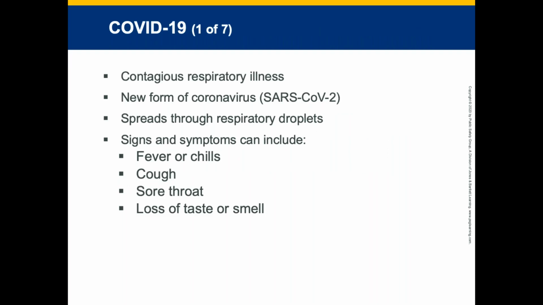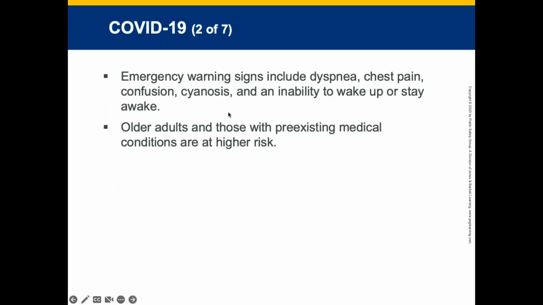Appropriate PPE. As far as COVID-19 goes, which is a new coronavirus, like we all know, SARS-CoV-2, it's spread through droplets. Symptoms appear 2 to 14 days after exposure, same as the flu: fever, chills, cough, sore throat, dyspnea, fatigue, congestion, headache, muscle or body aches, loss of taste or smell, nausea, vomiting, diarrhea. Again, emergency warning signs include dyspnea, chest pain, confusion, cyanosis. If patients have these, they need to go to the hospital if they have COVID.